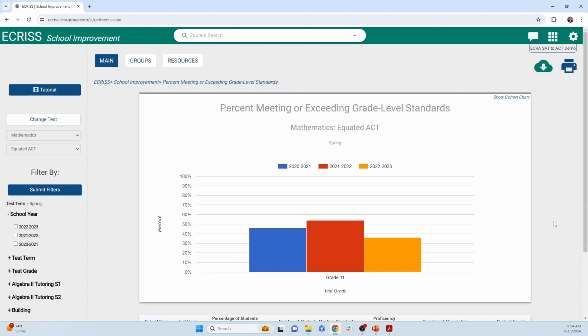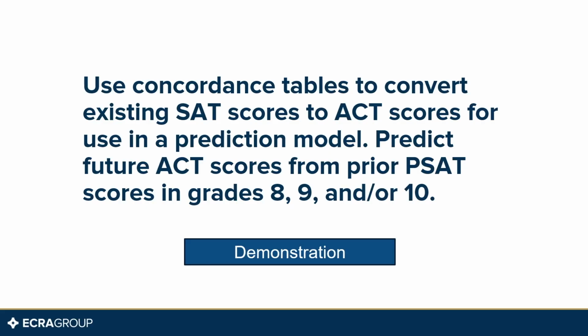as the state transitions to the ACT, I can keep adding to that so that I can look at things longitudinally. So even at year 1, I could have 4 or 5 years of historical performance on the ACT right there at year 1. And so that's a nice and straightforward way to use these concordance tables to convert historical scores so that you can use them in statistical analysis.